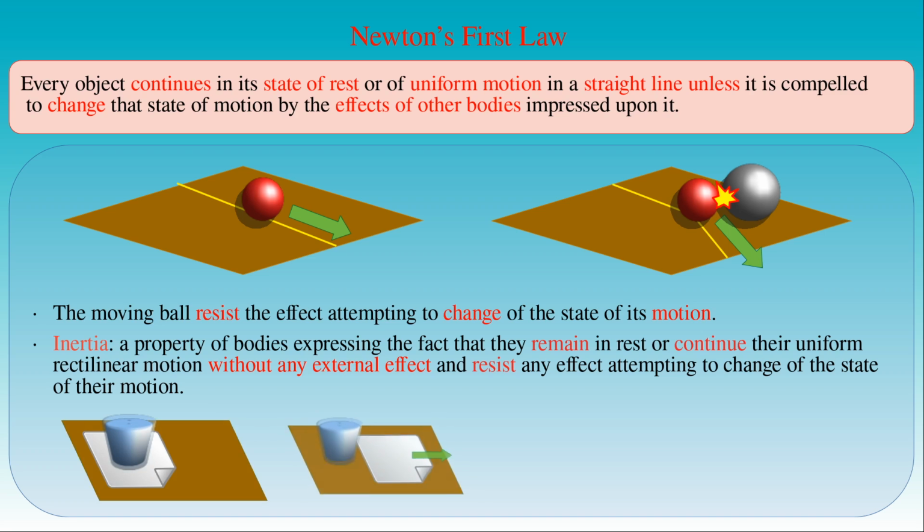If the sheet is pulled quickly then the glass will not move. Inertia keeps the glass of water in place because friction between the paper and the glass is not enough to cause the sheet to pull the glass of water with it.